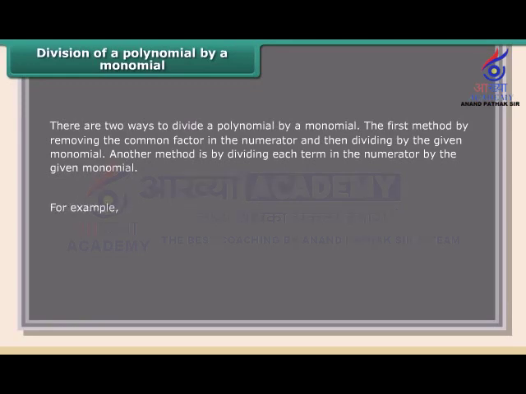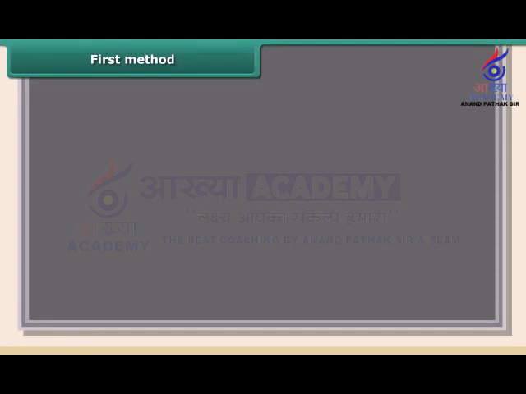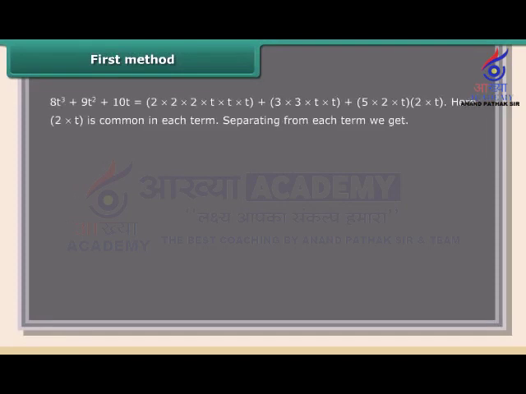For example, consider the division of the trinomial 8t cube plus 9t square plus 10t by the monomial 2t. First method: 8t cube plus 9t square plus 10t is equal to 2 into 2 into 2 into t into t into t plus 3 into 3 into t into t plus 5 into 2 into t. Here 2 into t is common in each term.